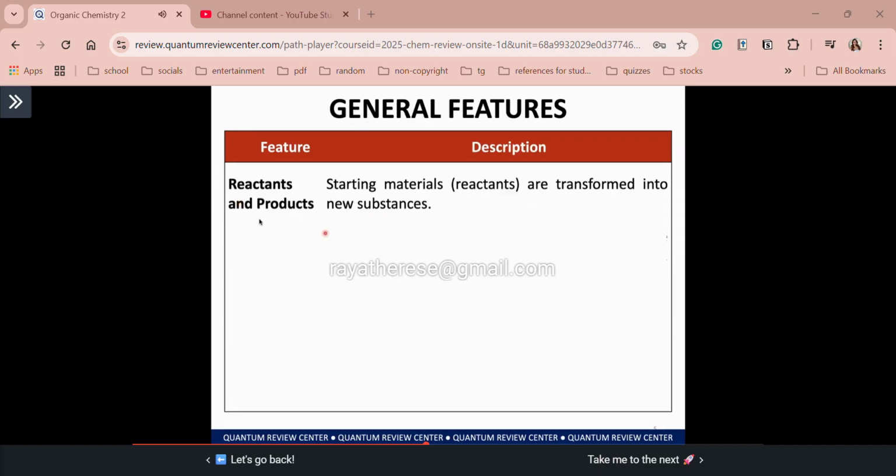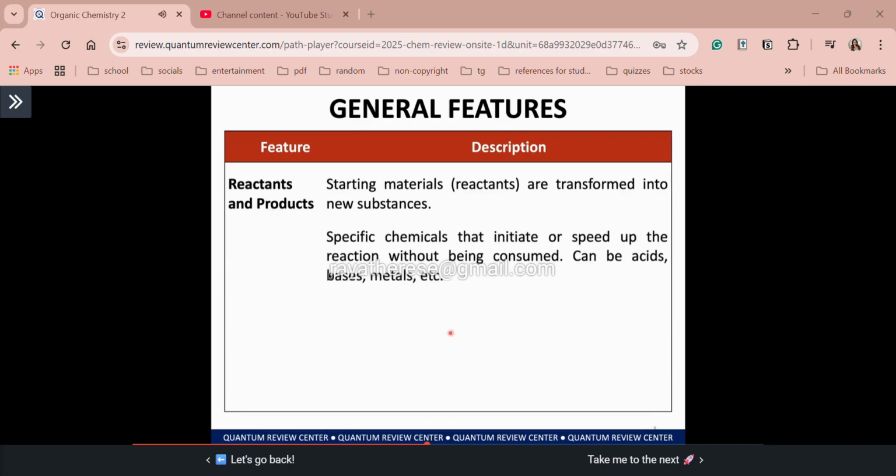Okay? So again, for today's discussion, we'll break down what actually happens in your chemical reaction. So of course, we already seen reactants and products. Alright? So class, next. These are specific chemicals that initiate or speed up the reaction without being consumed. They can be classified as acids, bases, or metals. Class, what's the answer here? Again, it's in your manual. Your reagents, of course, this will initiate the reactions of your reactants. Well, particularly, we also have catalysts speeding up the reaction.